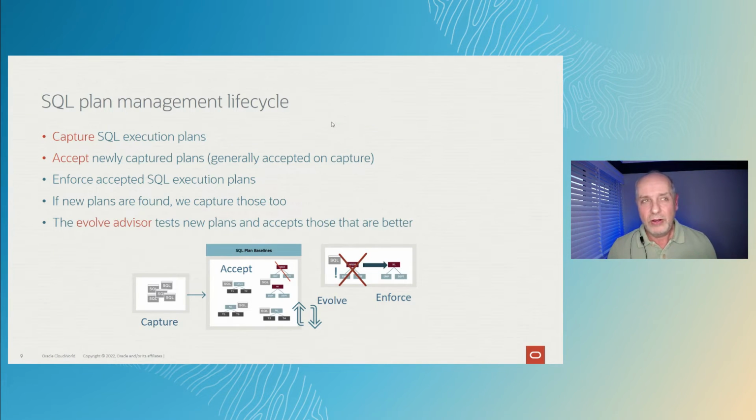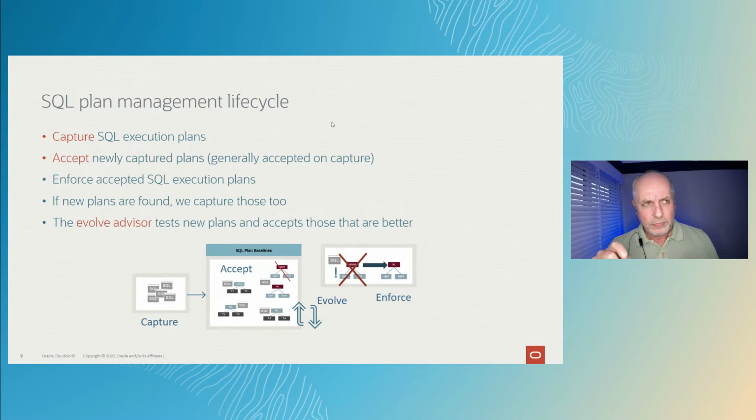So the life cycle looks like this. There's a capture phase where we capture what we want to control. We accept a set of plans that we want used. Generally speaking, what you capture is what you accept. And then from then on, we're going to be enforcing those execution plans. Along the way, if any new plans are found, we capture those and figure out whether they should be evolved or used because they perform better than the older plans. So that's the life cycle.